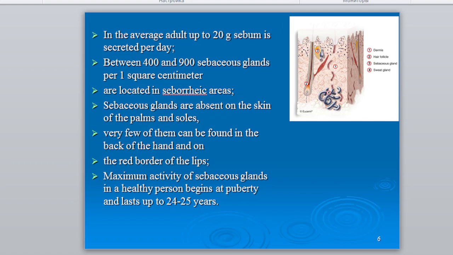Next, in the average adult up to 20 grams of sebum is secreted per day. Between 400 and 900 sebaceous glands per 1 square centimeter are located in seborrheic areas. Sebaceous glands are absent on the skin of the palms and soles. Very few of them can be found on the back of the hand and on the red border of the lips. Maximum activity of sebaceous glands in a healthy person begins at puberty and lasts up to 24 to 25 years.